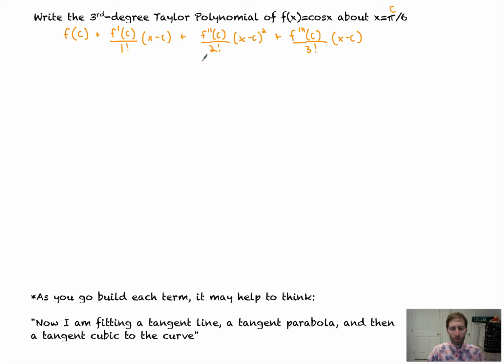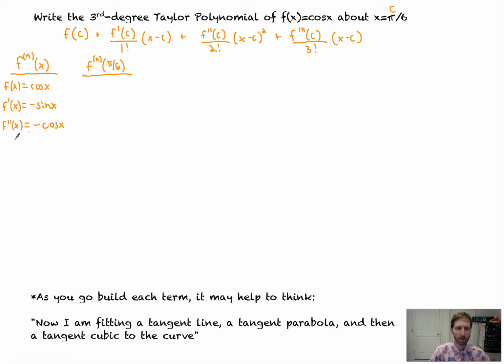So as we did before, we are going to write out our bank. So I've got f nth derivative of x, and then the nth derivative with pi over 6 plugged in, which would be the nth derivative at c. And so in this case, f of x is equal to cosine x. That's our original function. We've got f prime of x is equal to minus sine x. Not bad. We've got f double prime of x is equal to minus cosine x. And last but certainly not least, f triple prime of x is equal to sine of x.